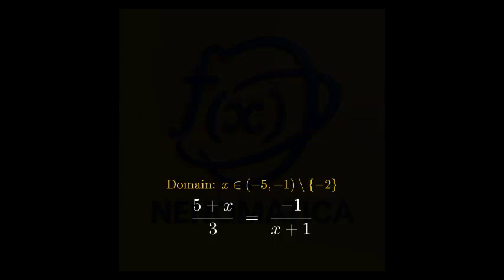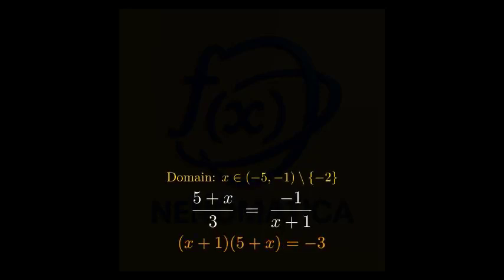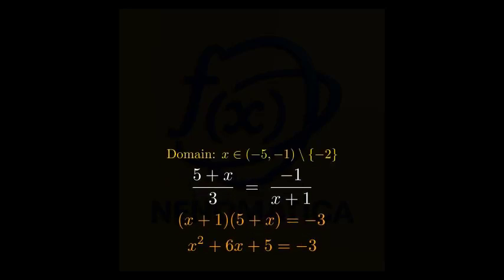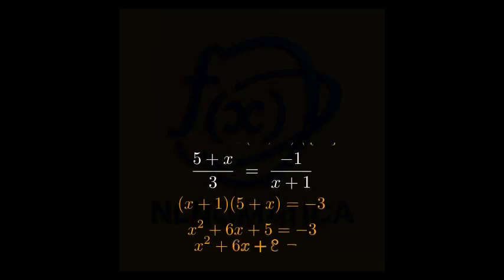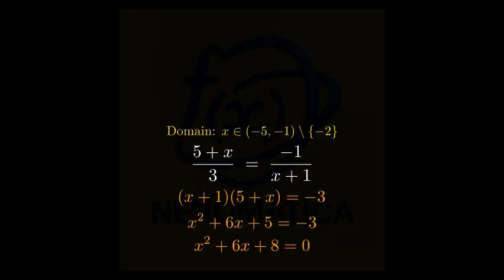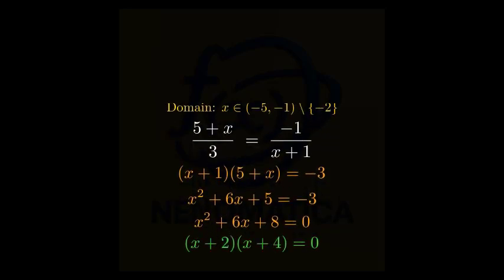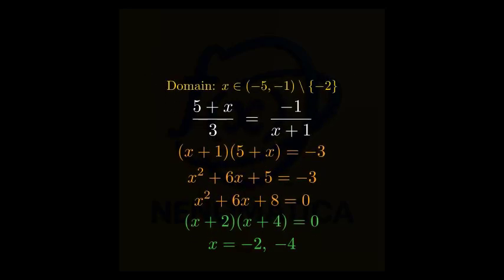(5 plus x)/3 equals negative 1 over (x plus 1). Cross multiply and expand. We get (x plus 1) times (5 plus x) equals negative 3. Expanding gives x squared plus 6x plus 5 equals negative 3. Move everything to one side to get x squared plus 6x plus 8 equals 0. Factor the quadratic. It becomes (x plus 2) times (x plus 4) equals 0. So the potential solutions are x equals negative 2 and x equals negative 4.